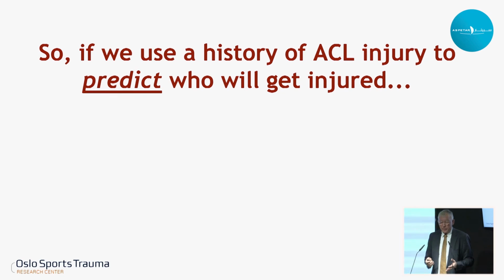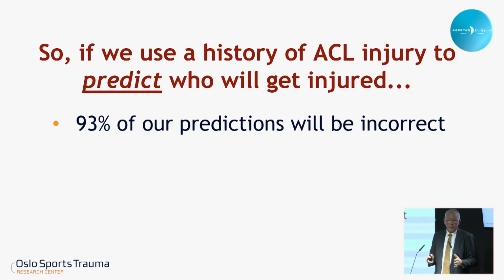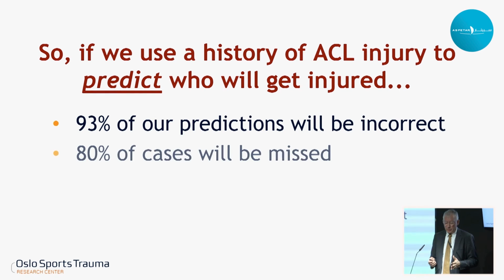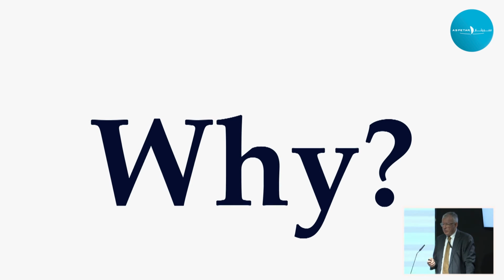So if we use history of ACL injury to predict who will get injured, we will not be doing a great job. 93% of the predictions will be incorrect, and we'll miss 80% of the cases. So a big fat line across all of these 3. Sorry about that. And the question you're asking yourself is maybe, why? Why is it so difficult to predict?